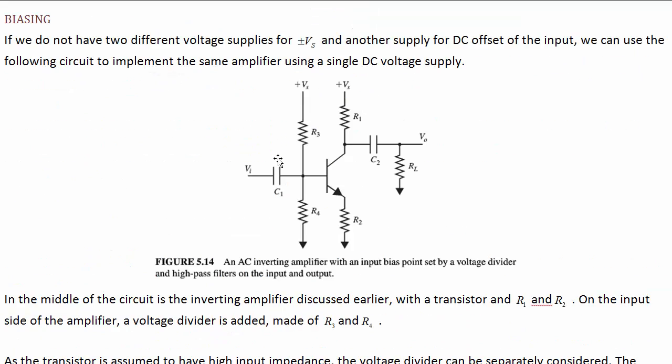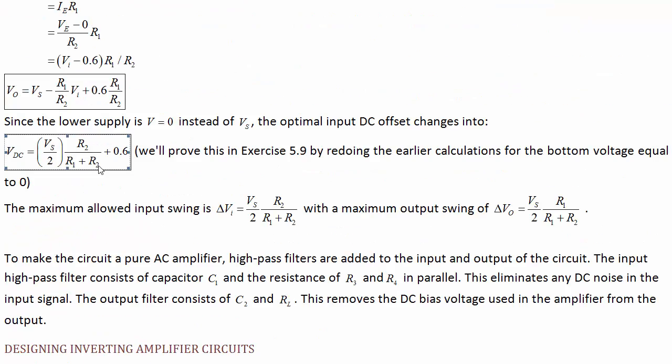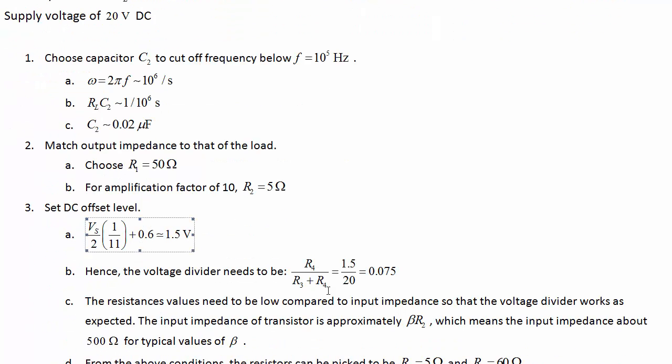Now we need to pick our DC offset level. So what voltage do we want here in DC, which is going to help us decide on our voltage divider resistors. So from the calculation we did in the last section, we know that this is our DC offset voltage equation. Based on the output resistors that we had there, or the gain resistors for the amplifier, we end up with this as our DC offset voltage, 1.5 volts. So the voltage divider needs to give us 1.5, and the top voltage is 20. So we need R4 over R3 plus R4 to be 0.075.